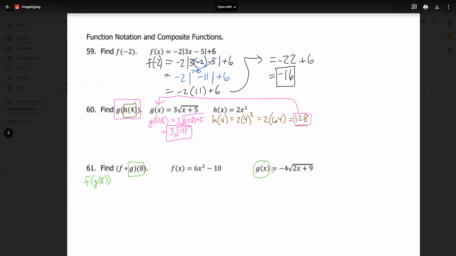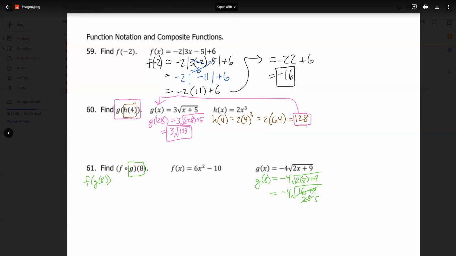Let's do g of 8. We have to start with that one. g of 8 is going to be equal to negative 4 times root 8 times 8 plus 9. Okay, that's going to be negative 4 root 16 plus 9, which is actually going to be 25. Now 25 is indeed a square number. It's equal to 5 squared. So that and that are going to cancel.